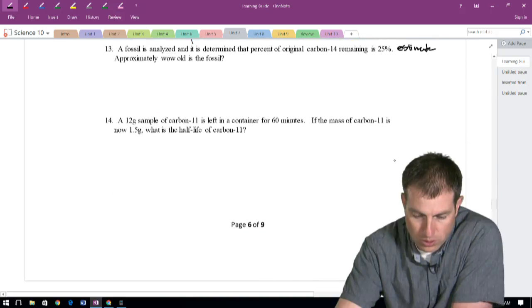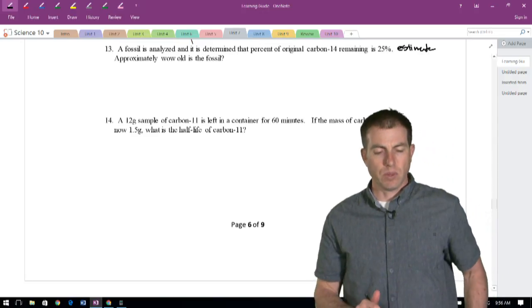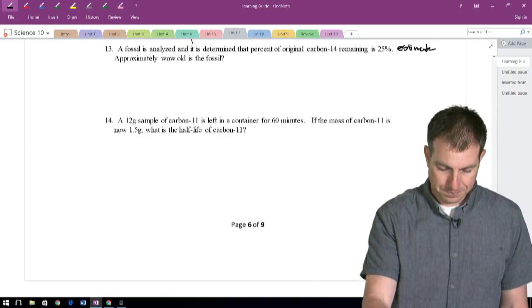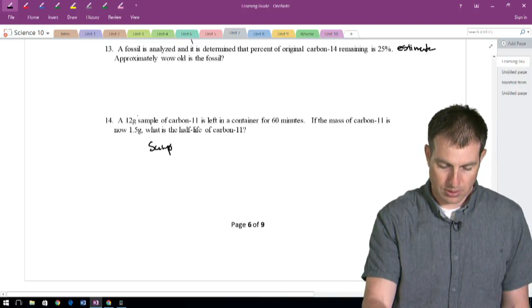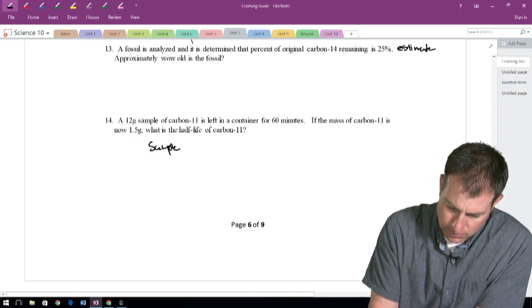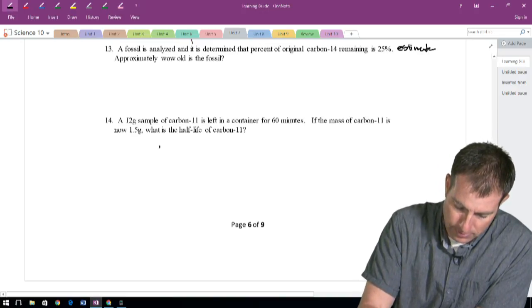Let's look at number 14. I'll leave you guys to do 13. A 12-gram sample of carbon is left in a container for 60 minutes. The mass of carbon is now 1.5 grams. What is the half-life of carbon-11? So what we have to do is maybe work backwards, if you want to think about it that way. So my sample has, let's not write sample, let's write mass, because I have a mass.